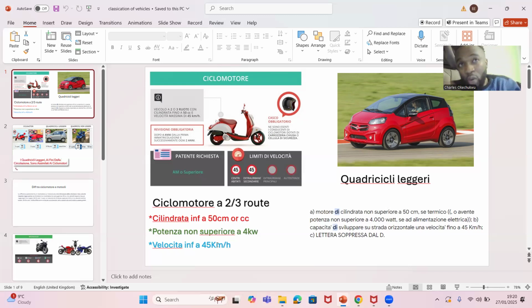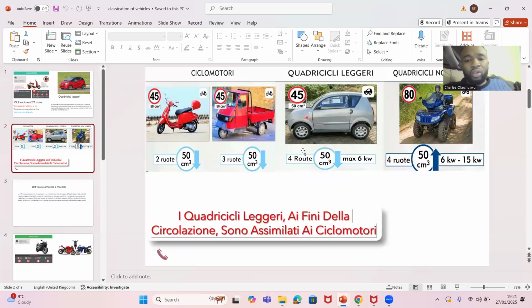Simple. Now, concerning qualifiche leggeri, everything we discussed before is the same. It's just that when we talk about their potenza, that's the horsepower. Many of them arrive up to 4 kilowatts. Many of them go more than 4 kilowatts, but they will not exceed 6 kilowatts. Is it clear now, my people? All right. That's it about ciclomotore.